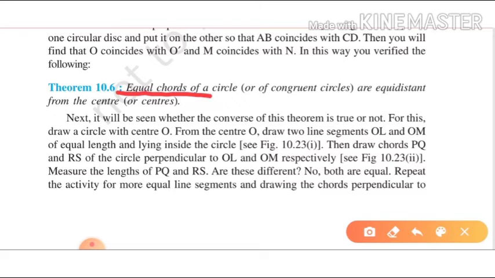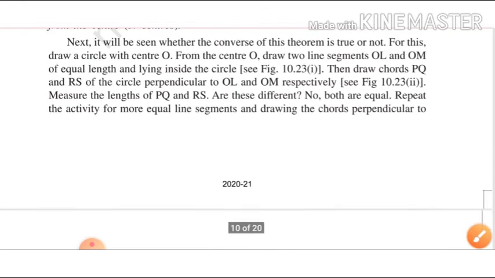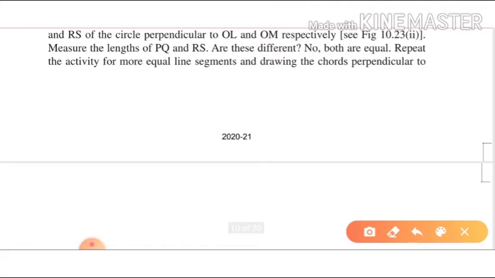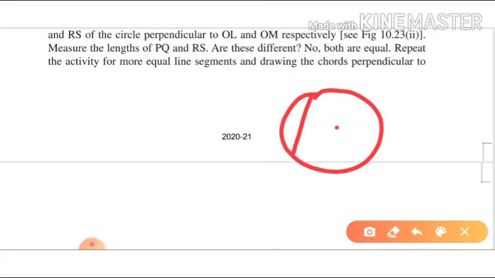Equal chords of a circle or of congruent circles, whatever it is, are equidistant from the center. Equal chords of a circle are equidistant from the center of the circle. Or if you take any congruent circles, congruence means both the circles are equal. So that means if you draw a circle, now say this is the center.